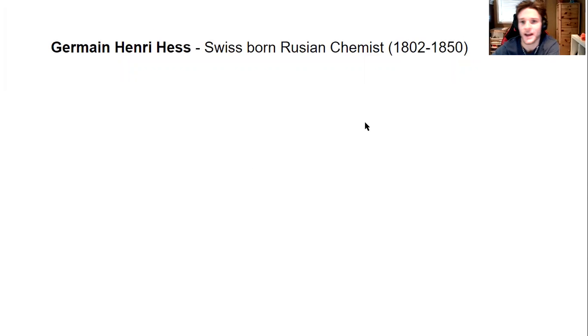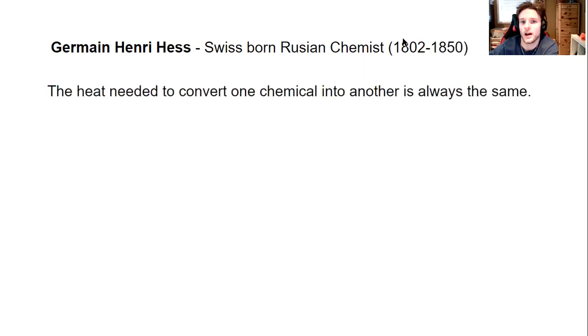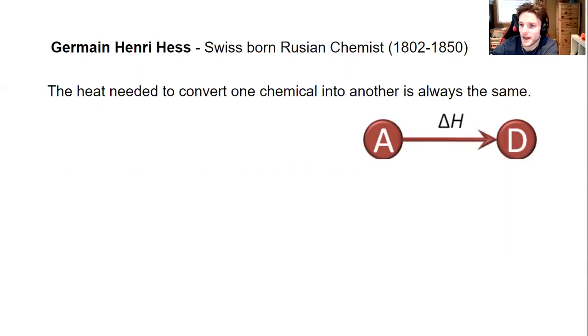So Germain Henri Hess was a Swiss-born Russian chemist. He was around in the early 1800s, and he's the one who created Hess's Law. He named it after himself. So Hess's Law states the heat needed to convert one chemical into another is always the same. So if we have a reaction here, we go from A to D, it's going to have some heat, and that's our delta H.